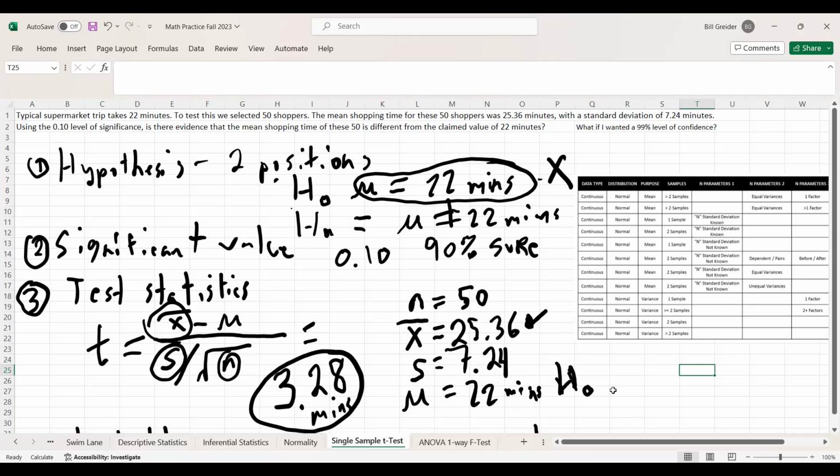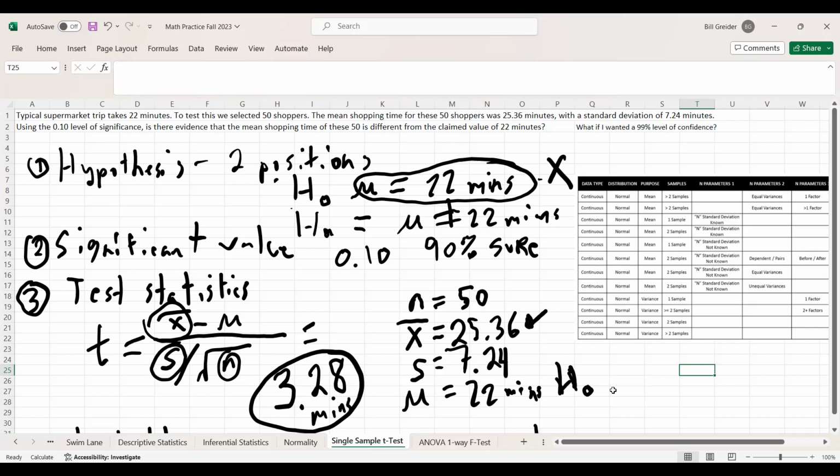So using a 0.1 level of significance, which is another way of saying using a 90% confidence level, is there evidence that the average shopping time of these 50 shoppers, 25.36 minutes, is different from the claimed value of 22 minutes? All right, so let's start there.